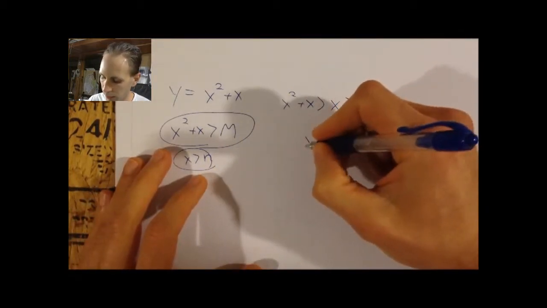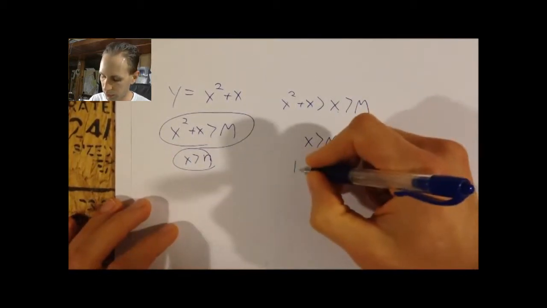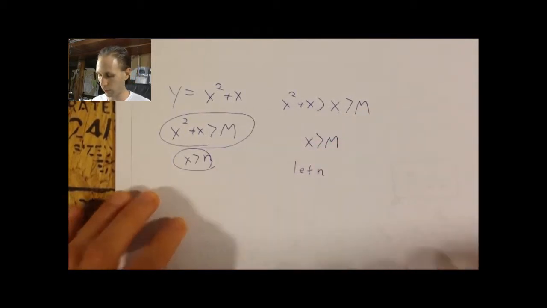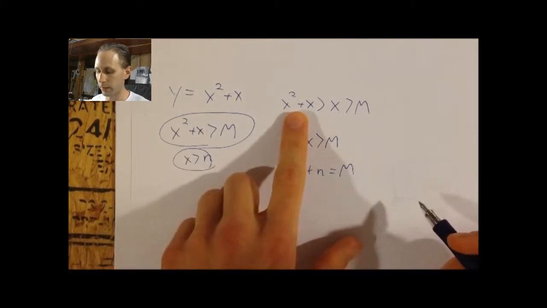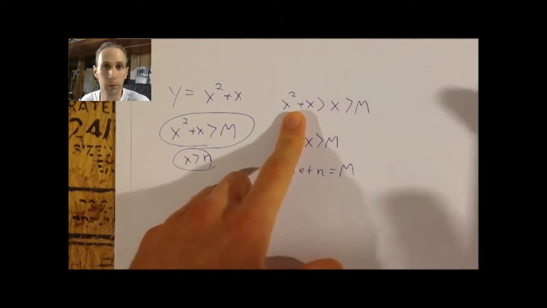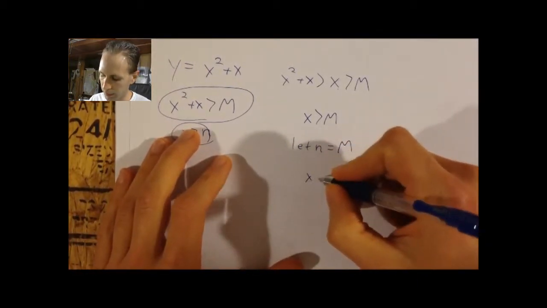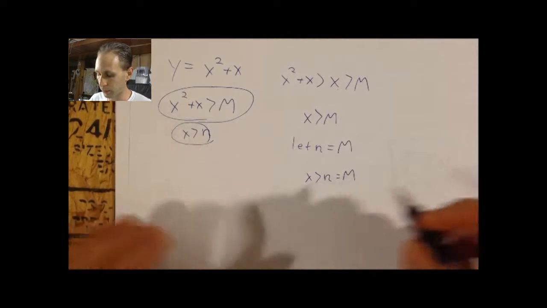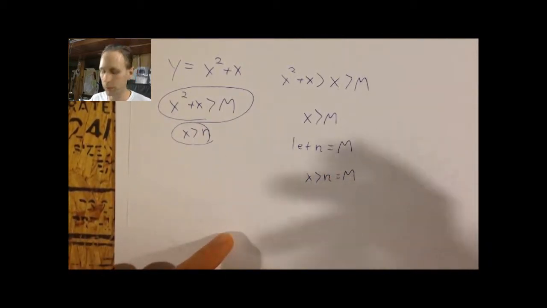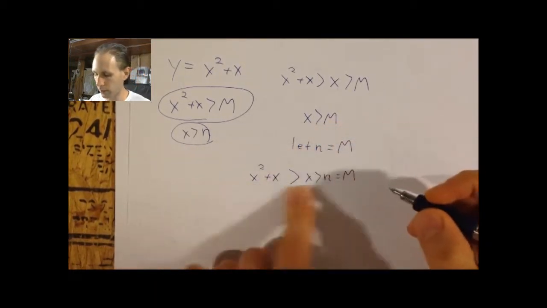I need to show that x is greater than m. So all I'm going to do is say, let the value of n be the number that I'm trying to beat. So if you say to make this larger than 10,000, I'm just going to say, okay, x just has to be greater than 10,000, and watch how that goes. So if I let n equal m, then we have x will be greater than n, which equals m. And it naturally follows that we can chain an inequality on the end of this and say it's also true that x squared plus x is greater than this.